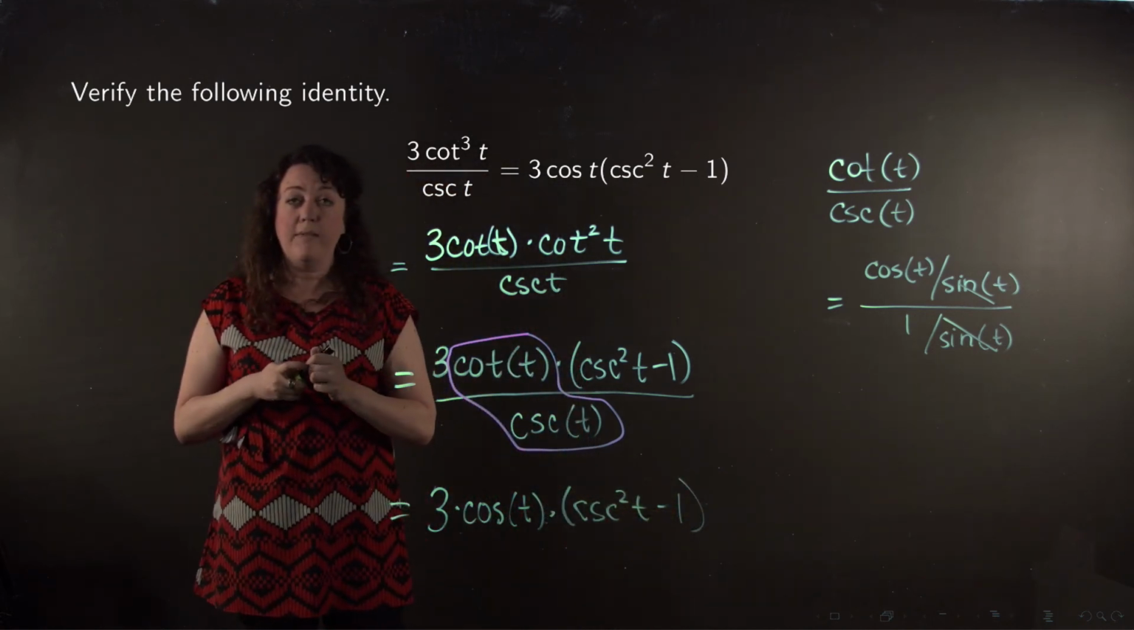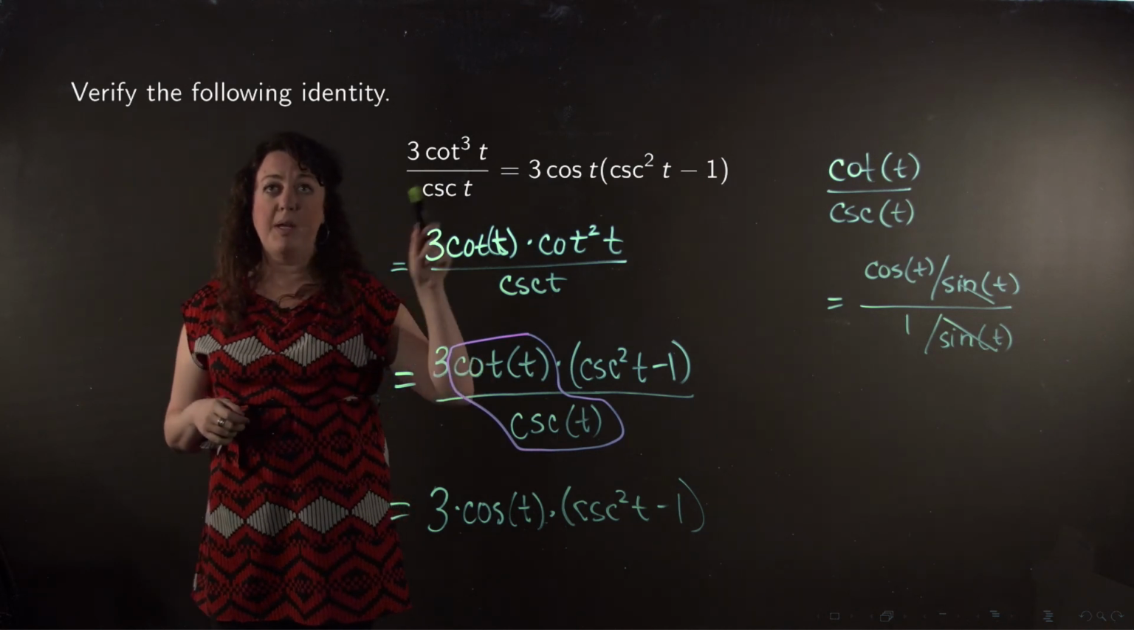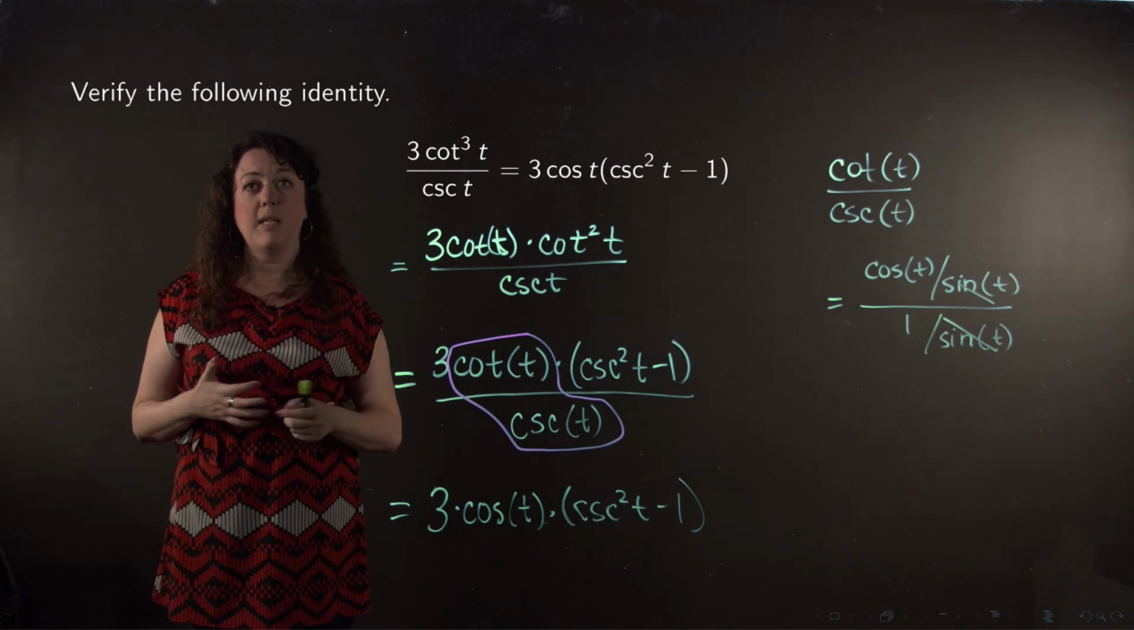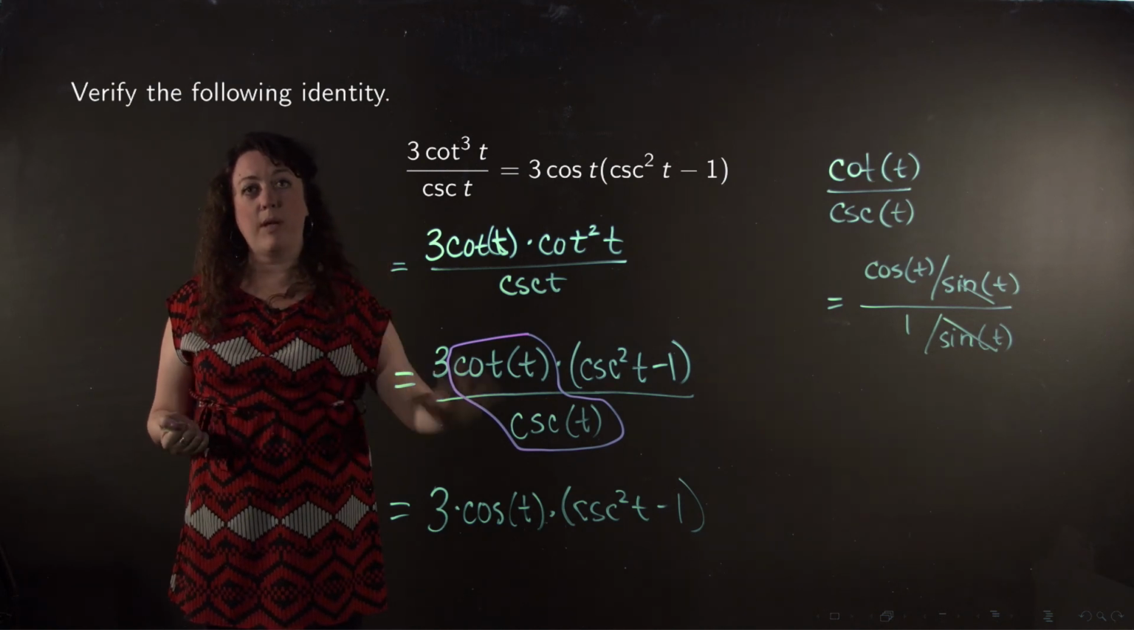So on all of these, you're trying to say, what do I start with? Where am I going? How can I get there? And just use as many of those identities that we have to work your way slowly through proving and verifying what they got.